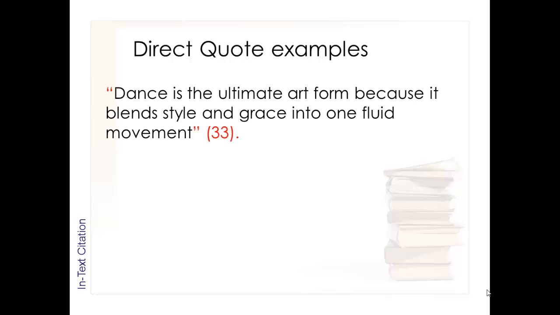So here's an example of a direct quote. We have a quotation mark at the beginning, and then it says, "Dance is the ultimate art form because it blends style and grace into one fluid movement," end quote. And it has a number in parentheses. Now those parentheses, it's called a parenthetical citation, which just really means parentheses at the end. And that indicates that that came from a page 33.